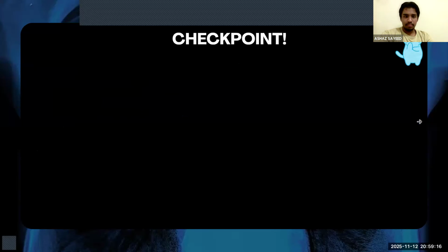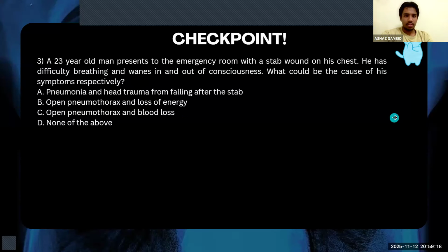Now, there's the last question. A 23-year-old man presents to the emergency room with a stab wound on his chest. He has difficulty breathing and goes in and out of consciousness. What could be the cause of his symptoms, respectively? Read this question. It's a bit tricky. Read it. There's a stab wound on his chest, and he has difficulty breathing.